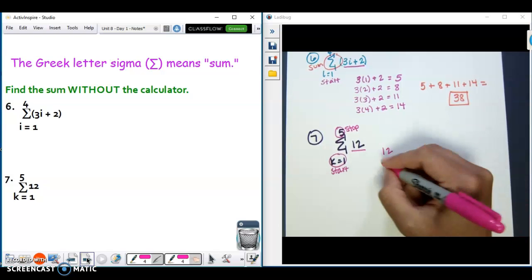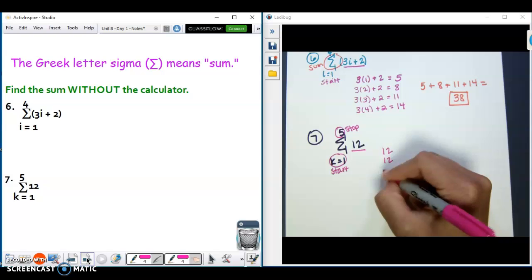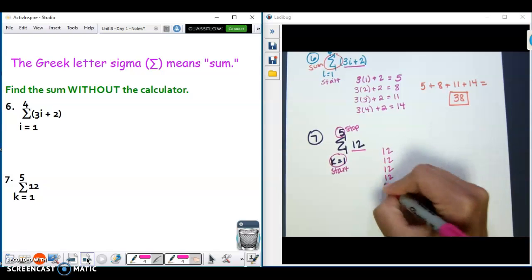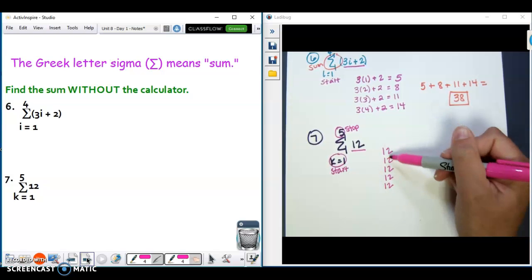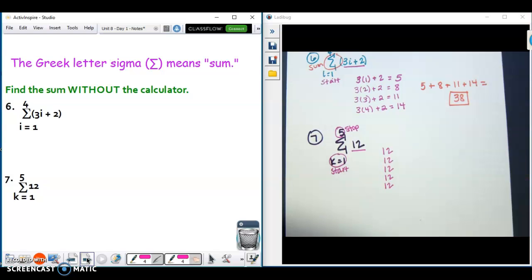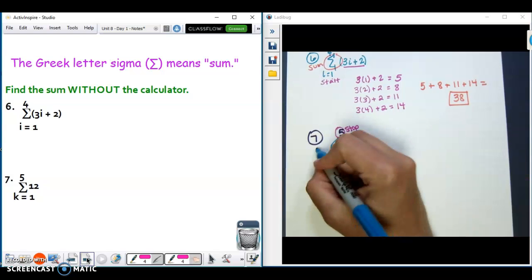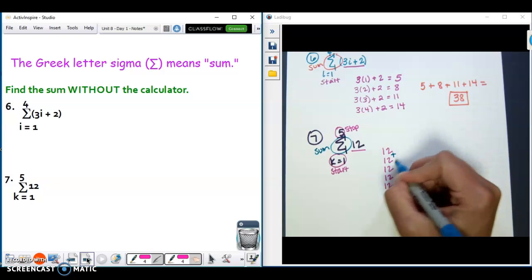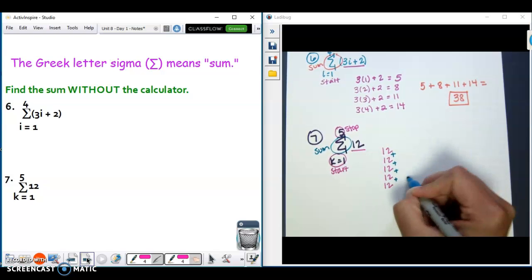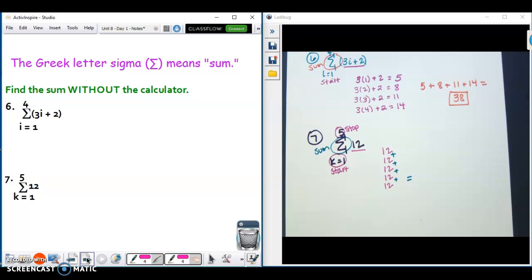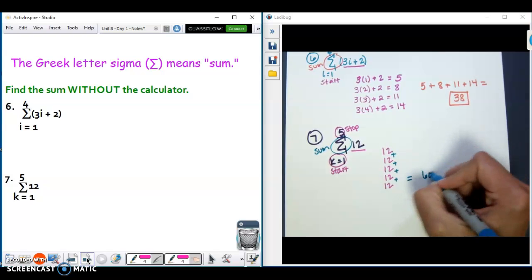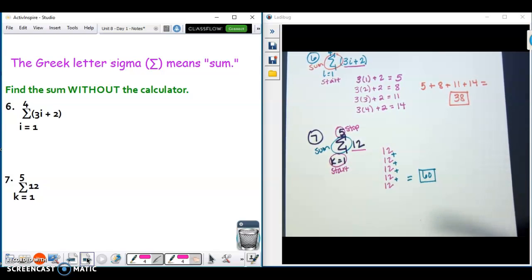If you were to plug in 2, that'll give you a 12. Plug in 3, that'll give you 12. Plug in 4, that'll give you 12. Plug in 5, that'll give you 12. So you plugged in 1, 2, 3, 4, 5. Because this is a sigma, and that means you want to find the sum, we are going to add these 12s together. So if you add 12 together 5 times, that will give you a sum of 60.